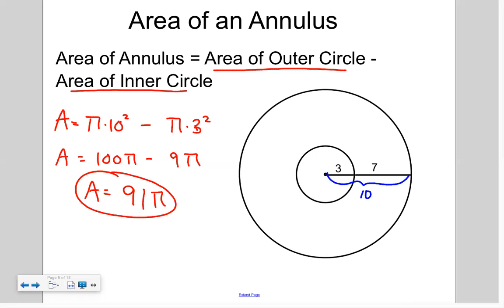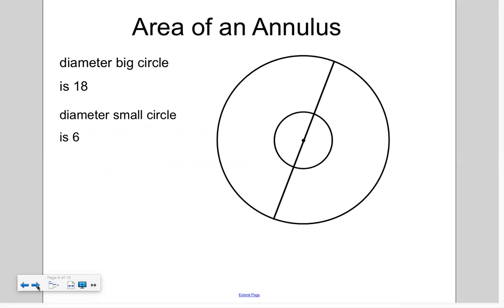Okay, let's do one more annulus example. Here we have one where it says the diameter of the big circle is 18, and the diameter of the small circle is 6. So the radius of our big circle would be half of 18, which is 9. And the radius of our small circle is half of 6, which is 3.